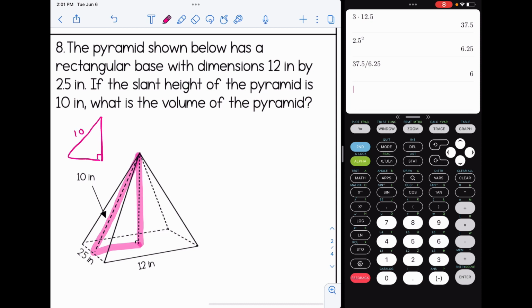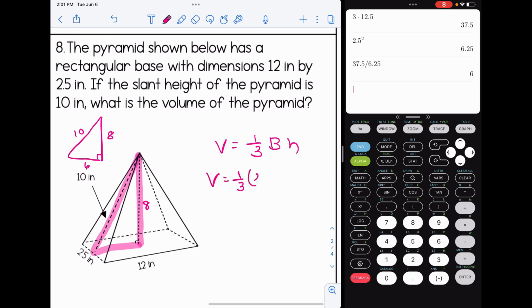The hypotenuse is 10. The bottom leg is 6, because notice it's half of 12, and we're looking for this missing leg here, or the height of the pyramid. I could use the Pythagorean theorem or know my Pythagorean triples, and I'm going to get that that value is 8. Now that I have that, I can go about my formula, 1/3 capital B times h.